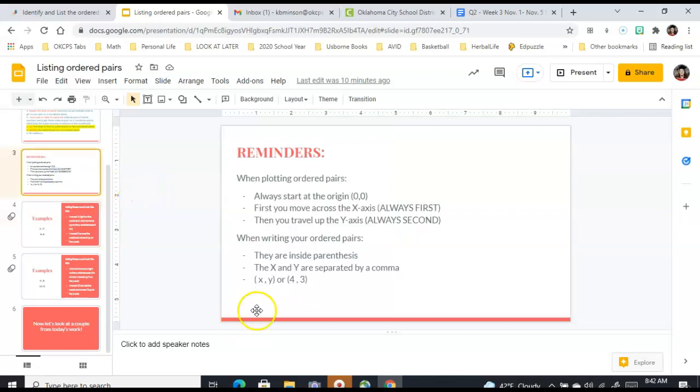And friendly reminder, always start at the origin, first move across the x, always x first, then travel up on the y, always second. Alphabetical order, x comes before y, so that just makes sense. Move across x first, then move up on y. When you're writing your ordered pairs, make sure they're inside parentheses and make sure they're separated by a comma.